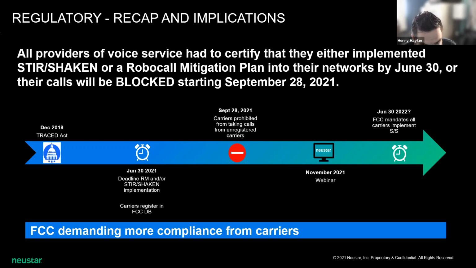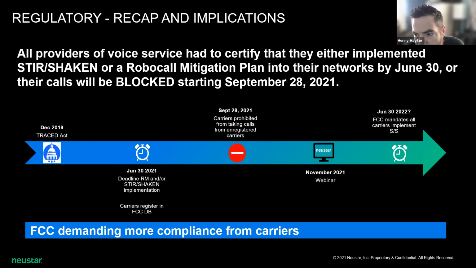And so the second piece, the carriers registering in the FCC database, came with some very strict compliance requirements from the FCC. As of September 28th, 2021, intermediate service providers and terminating service providers are prohibited from taking calls from unregistered carriers. So if there's a carrier out there that doesn't have an entry in the Robocall Mitigation Database, as of right now, the transit carriers and terminating carriers are supposed to be blocking traffic from those guys. Now, in practice, most carriers are still working to figure out their strategy for identifying whether the originating carrier is actually registered in the database or not.